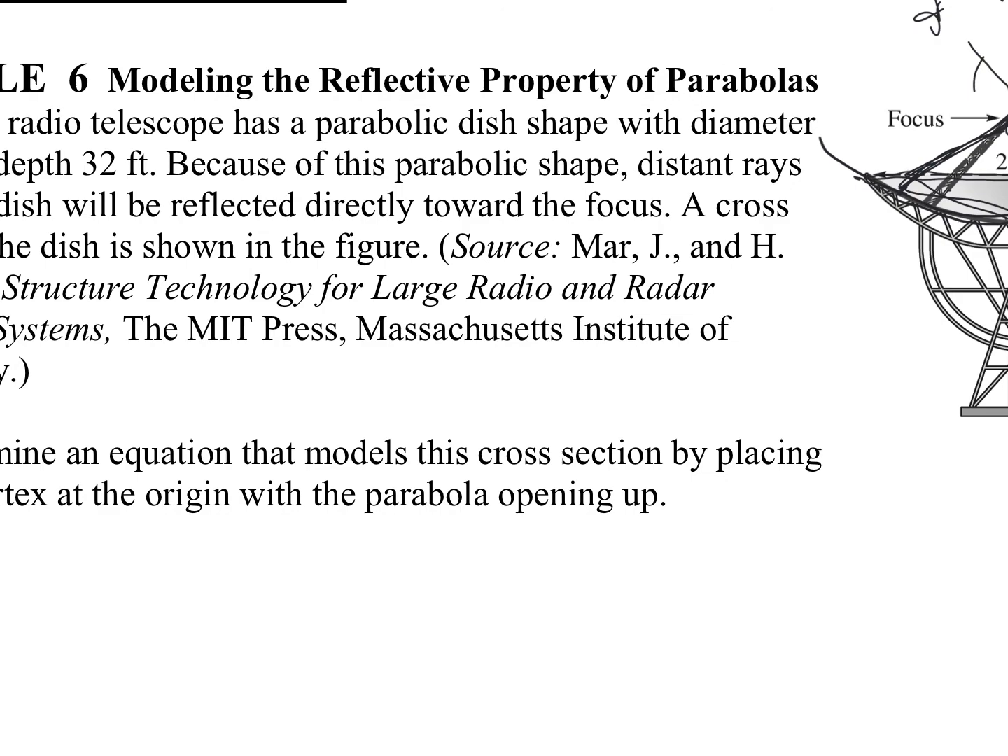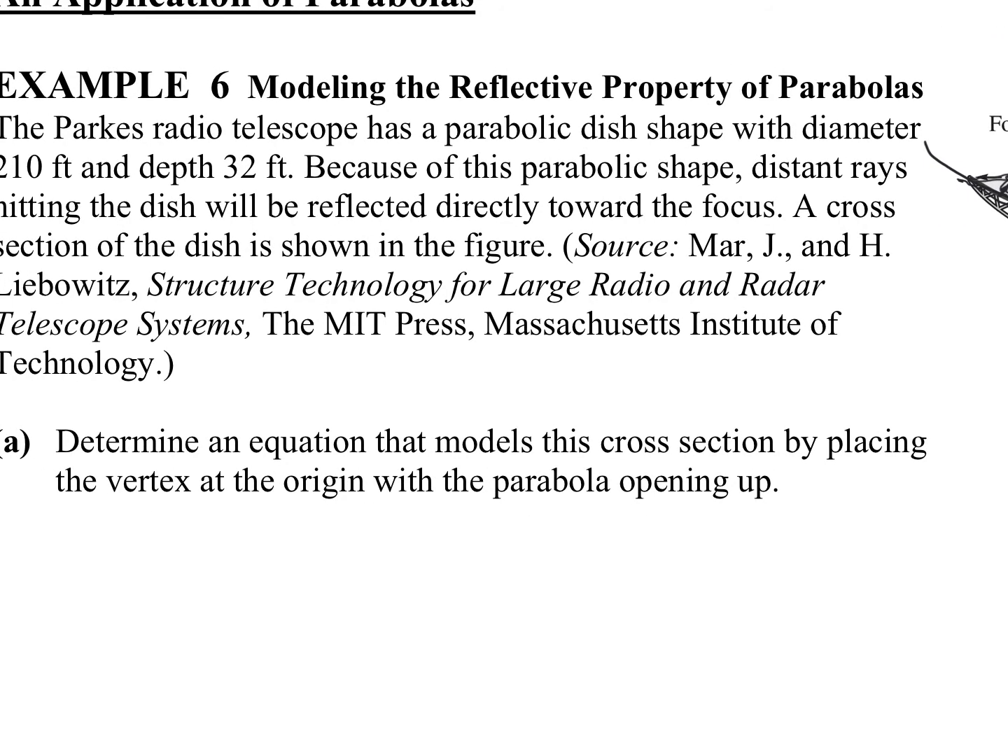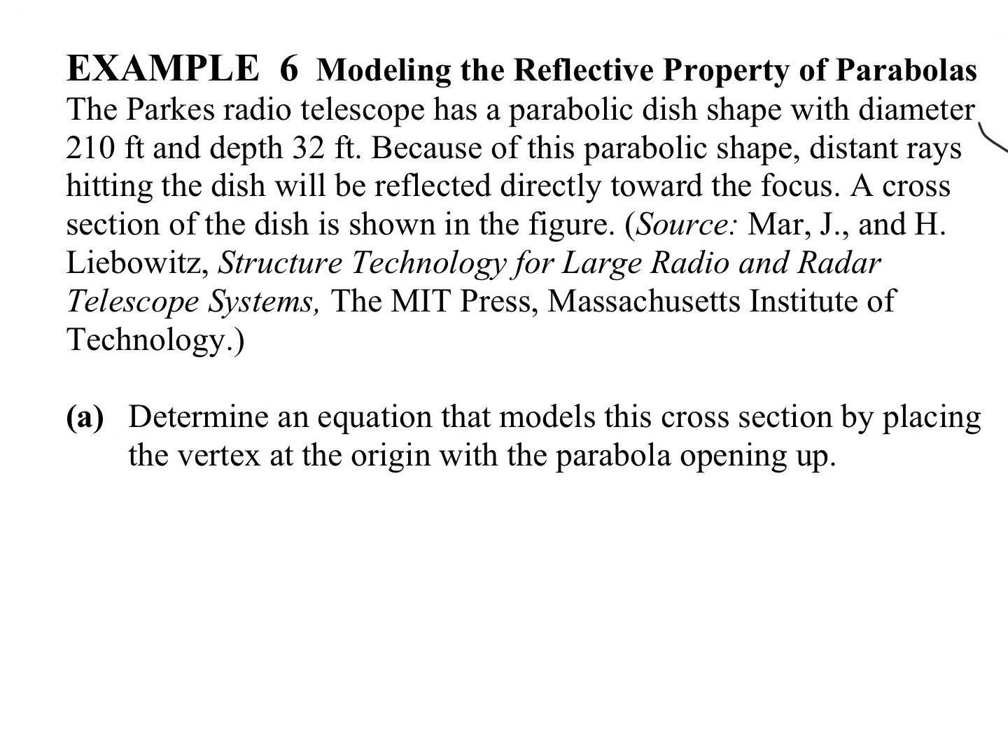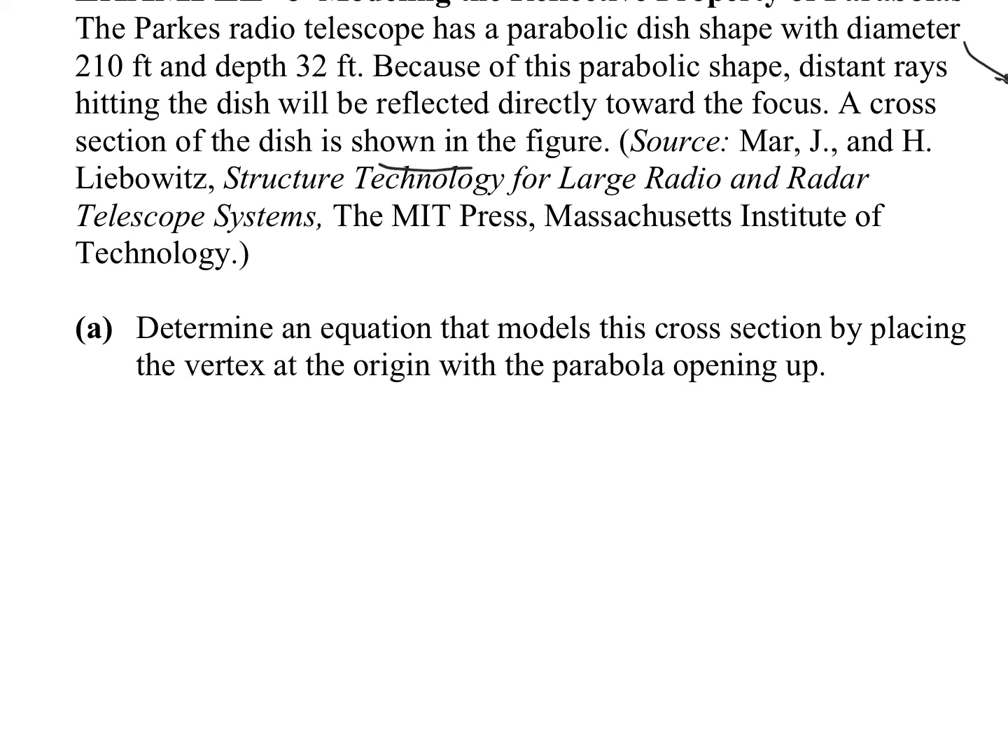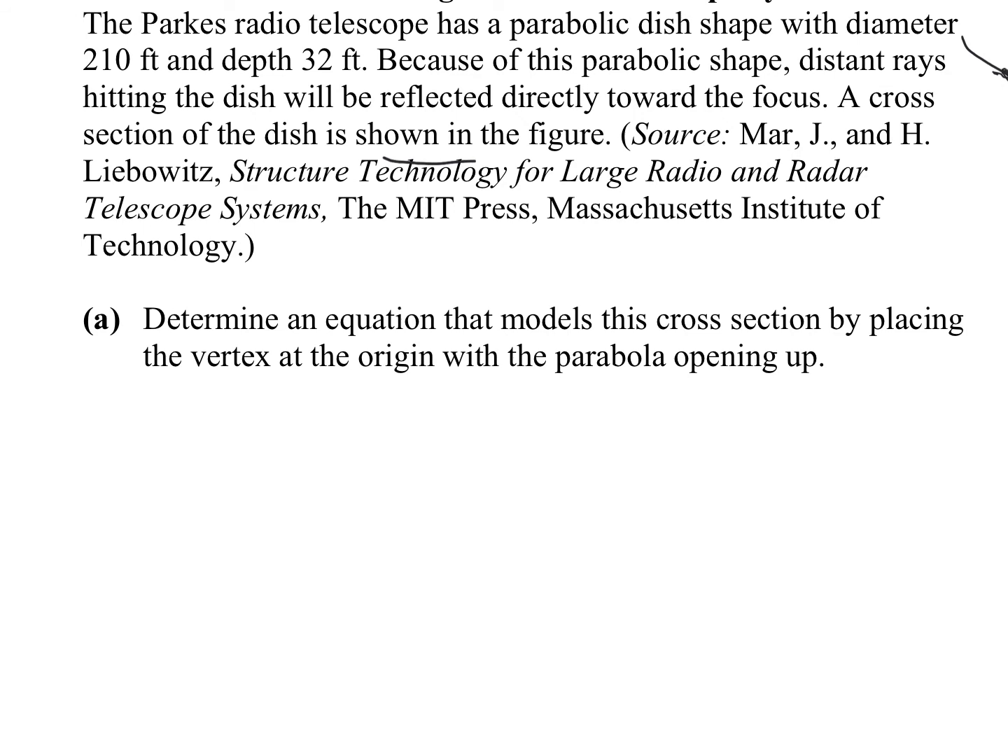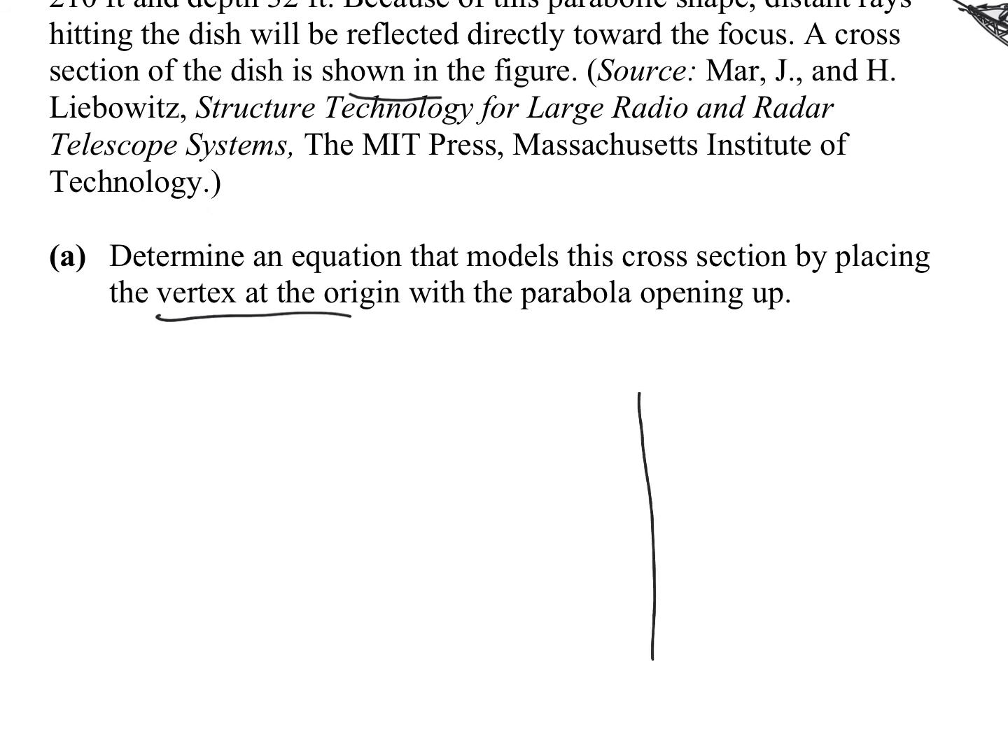It says here, because of the parabolic shape, distant rays hitting the dish will reflect directly towards the focus. A cross-section of the dish is shown in the figure. Okay, we just looked at that. Determine an equation that models the cross-section by placing the vertex at the origin. So when you do your graph, just pretend that you are putting 0, 0 here. And then we can come up with the other numbers.